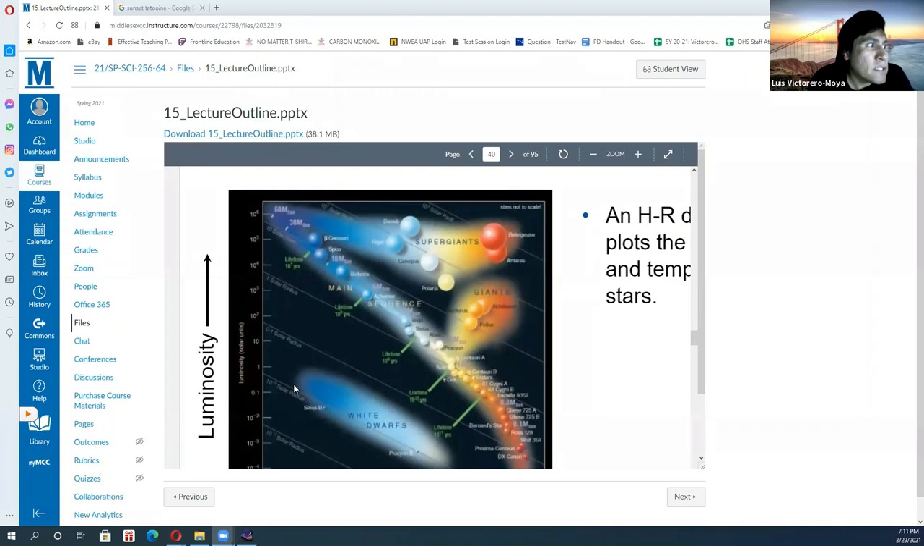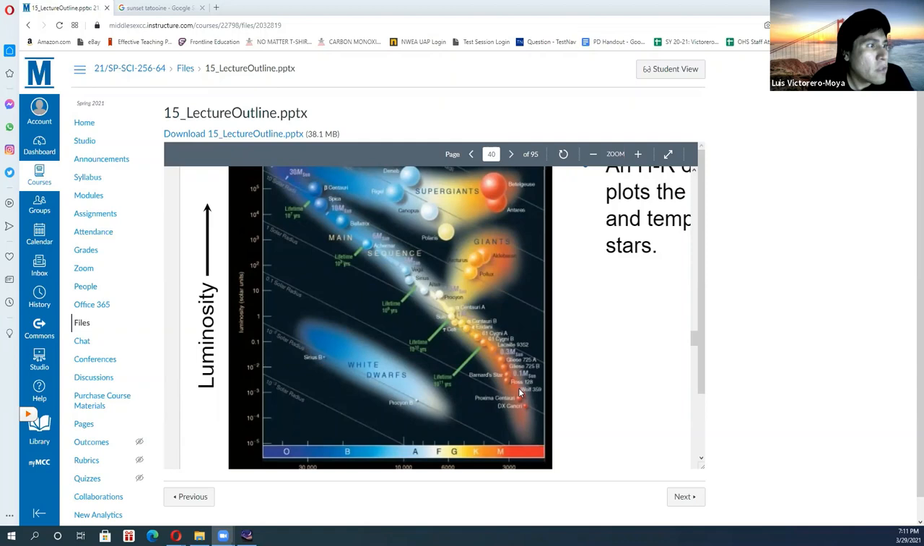Okay. Luminosity, temperature and classification. Can somebody tell me what are these diagonals that you see here?